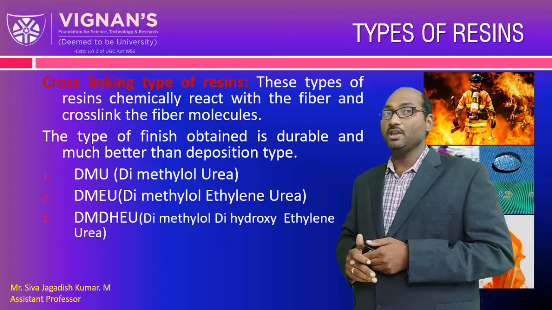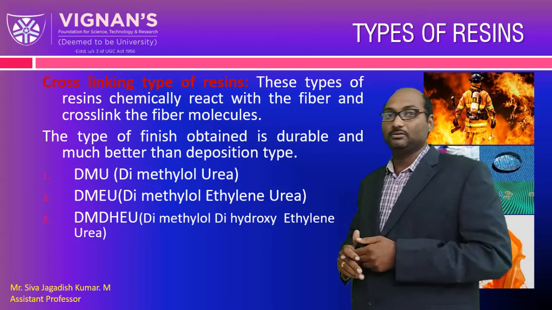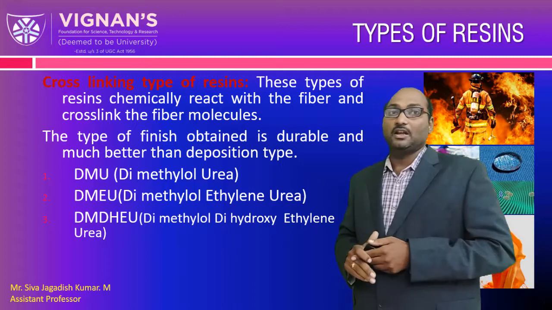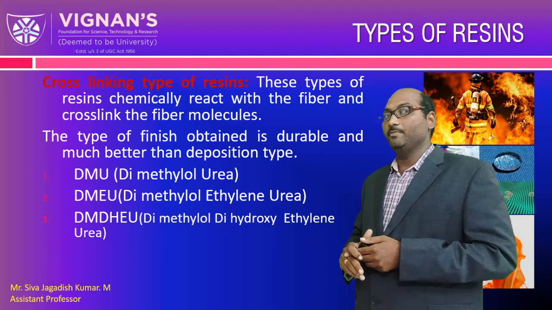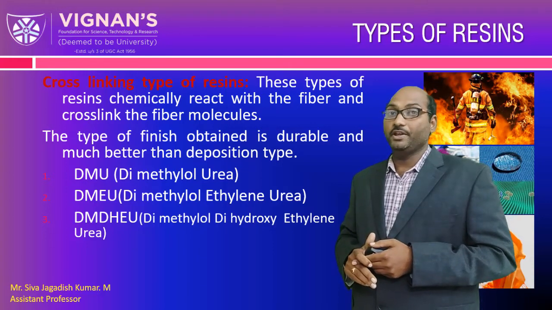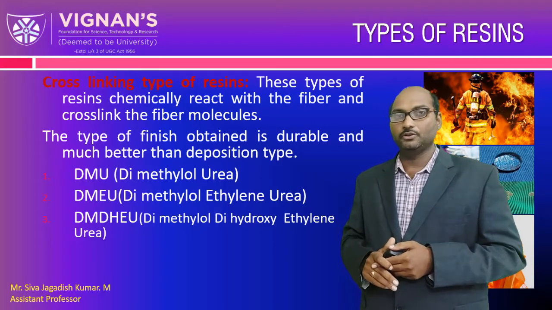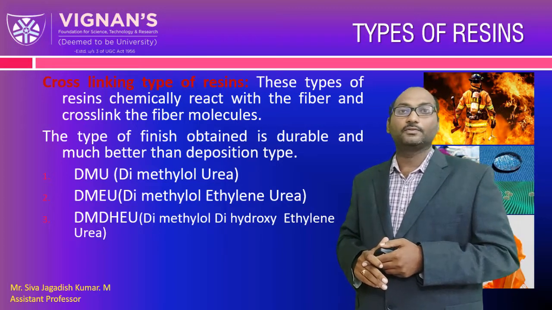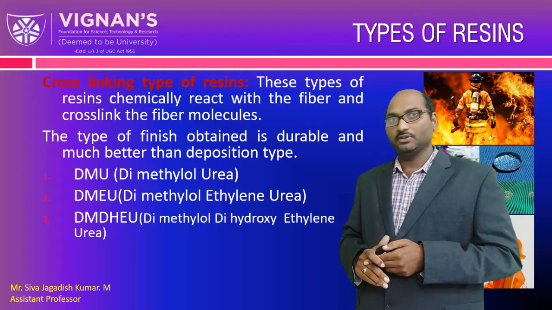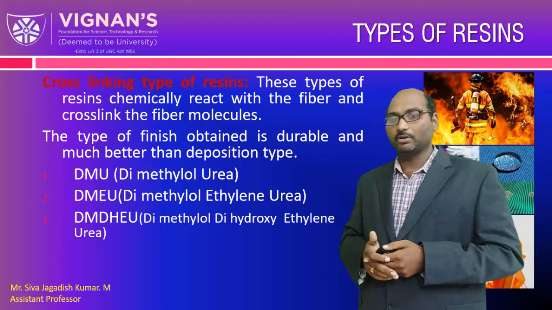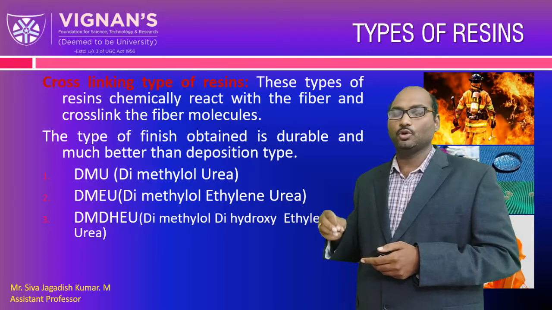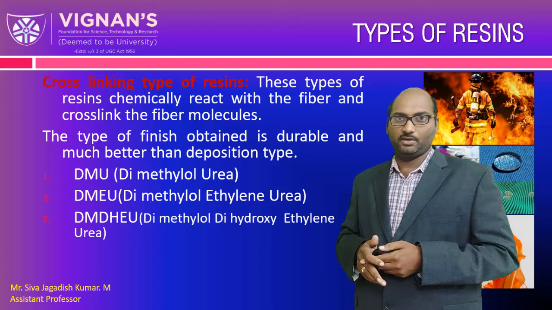One is DMU, dimethylol urea. Then DMEU, dimethylol ethylene urea. And DMDHEU, dimethylol dihydroxyethylene urea. DMDHEU is the commonly used resin for cross-linking of cellulose polymers, which we haven't discussed yet. It also makes the surface water impermeable.